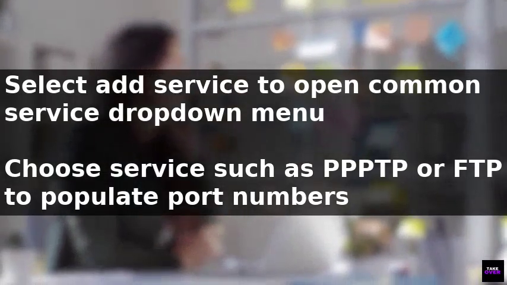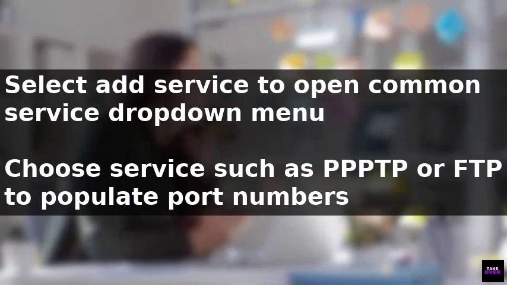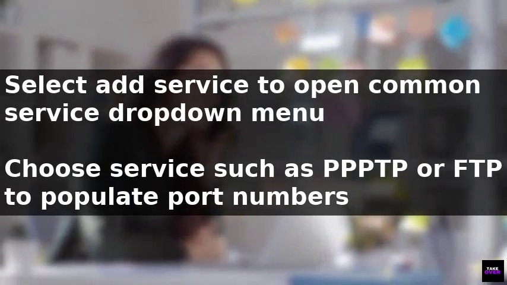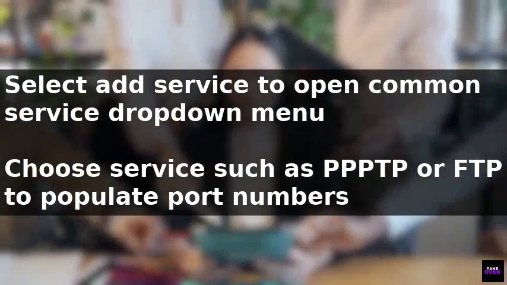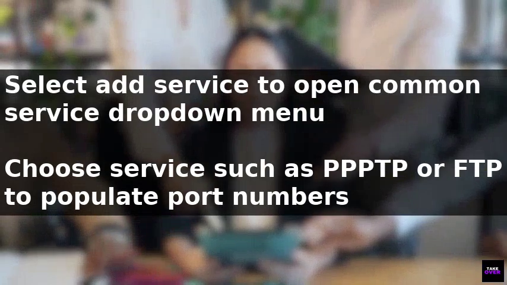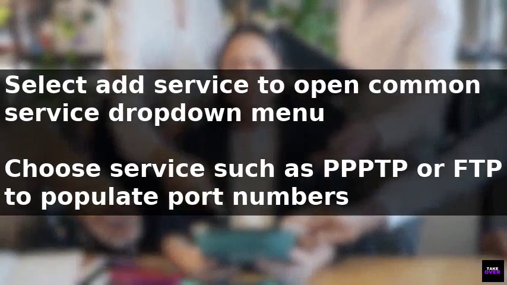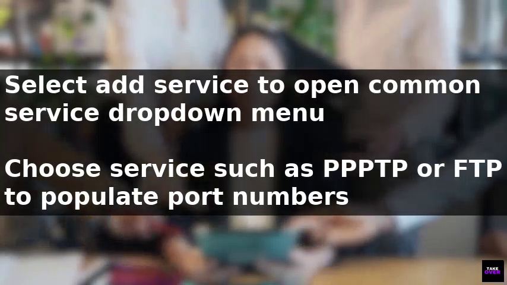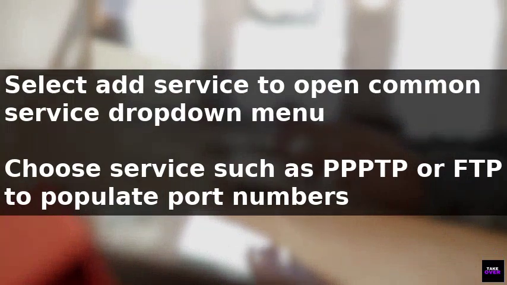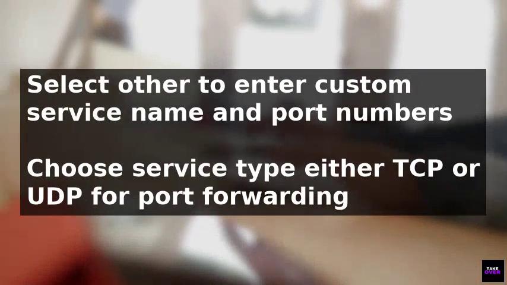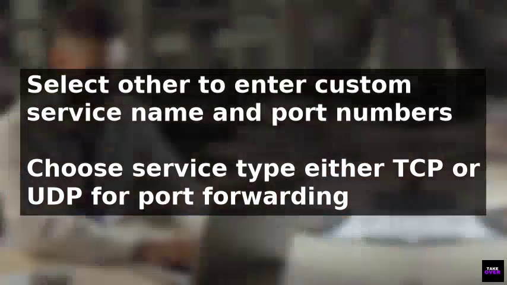In this page, you can open the Common Service drop-down menu to select a service such as PPTP, AIM, HTTP, or FTP. This will automatically populate the port numbers. If the service you want is not listed, you can select Other and enter the name of the service, as well as the start and end ports, and choose the service type, either TCP or UDP.